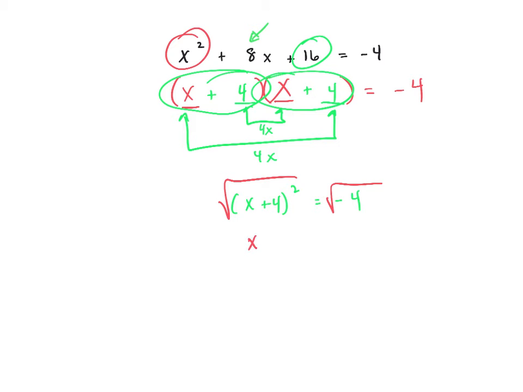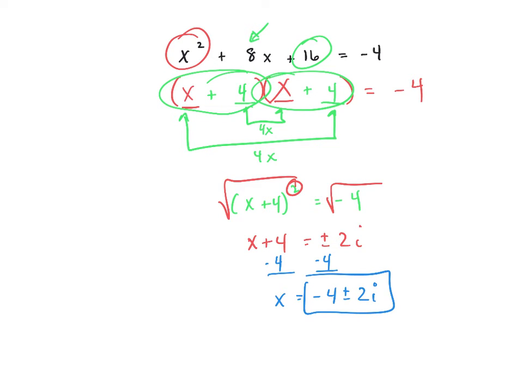So we square root both sides, x plus 4, because we square root something squared. Ooh, square root of negative, but now we have the complex numbers, plus or minus 2i. And we take the 4 over, and we're done. X equals negative 4 plus or minus 2i. Again, we get two answers for this, negative 4 plus 2i and negative 4 minus 2i.